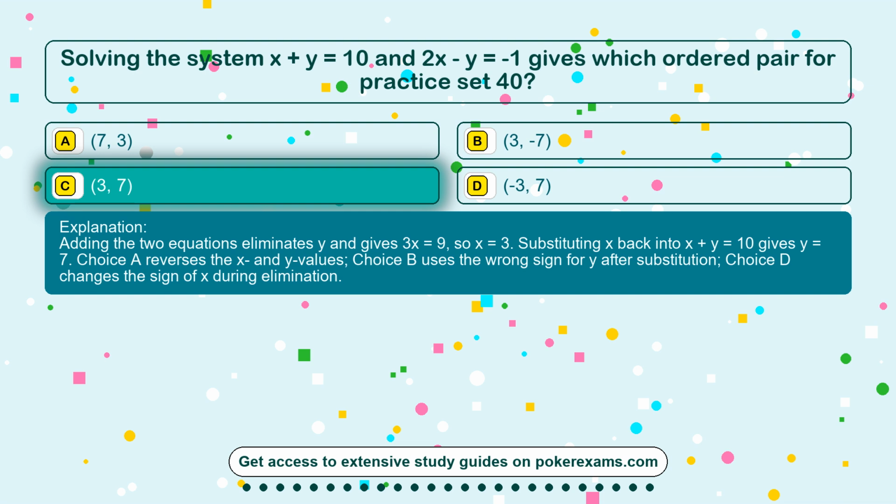Choice A reverses the x and y values. Choice B uses the wrong sign for y after substitution. Choice D changes the sign of x during elimination.